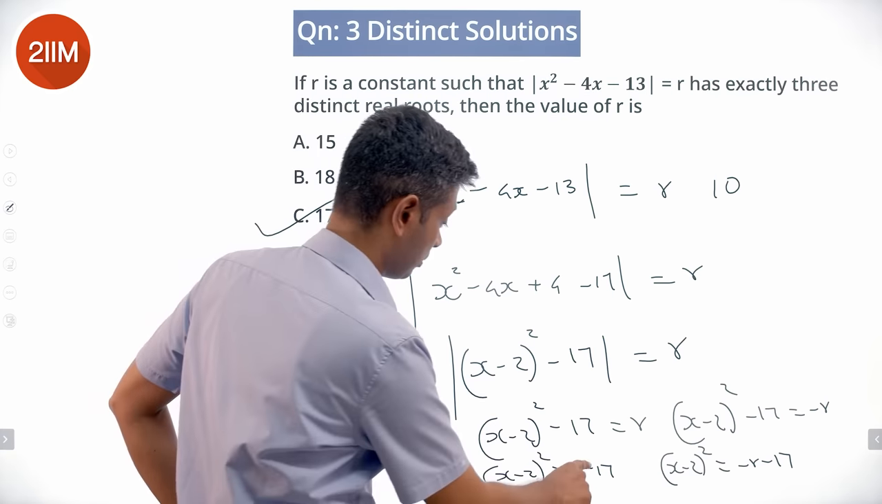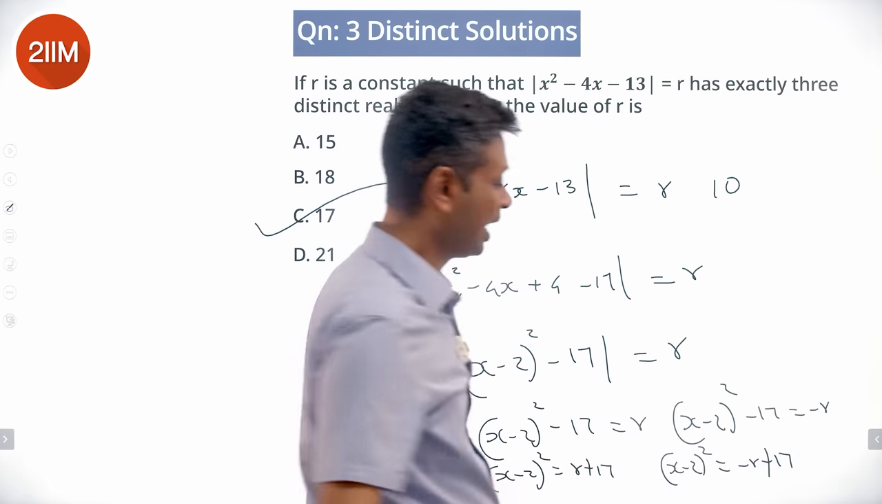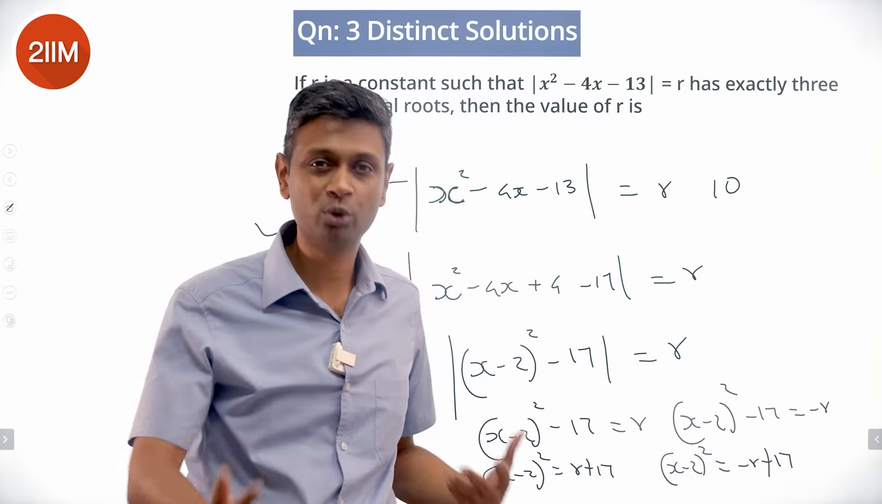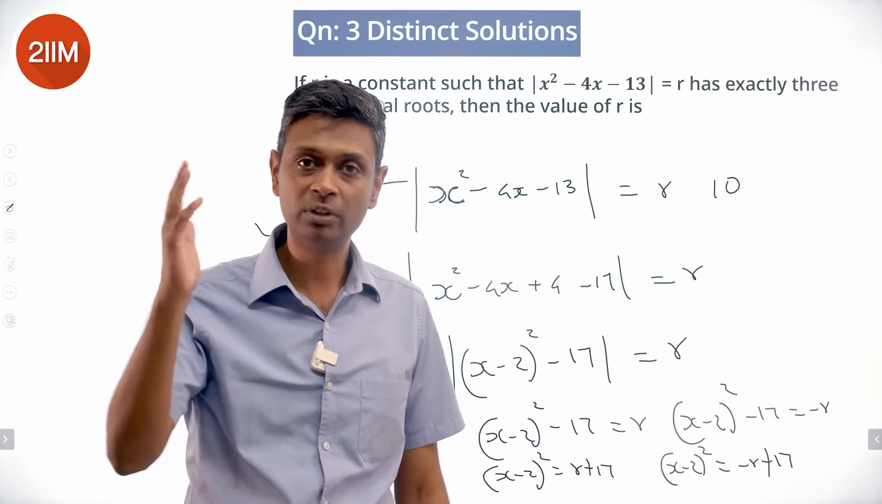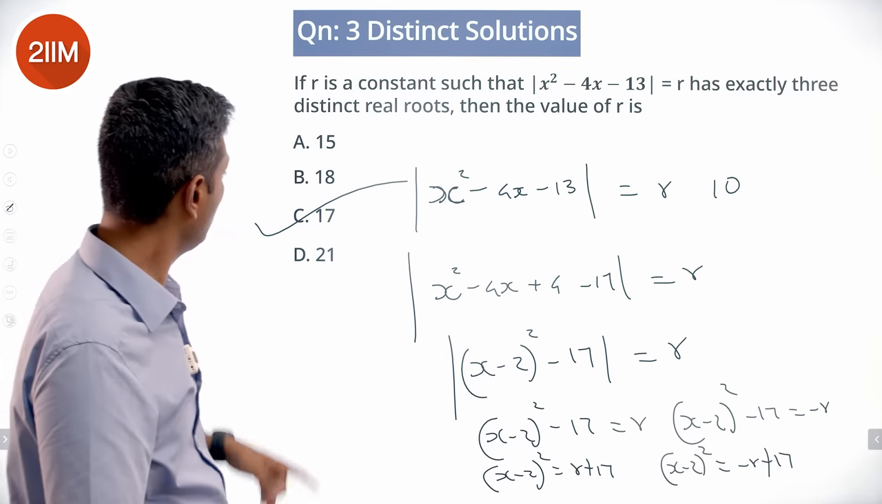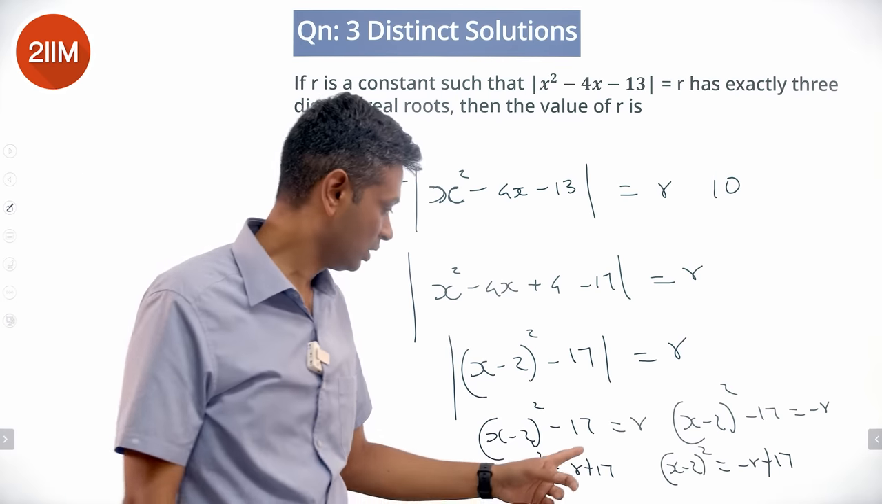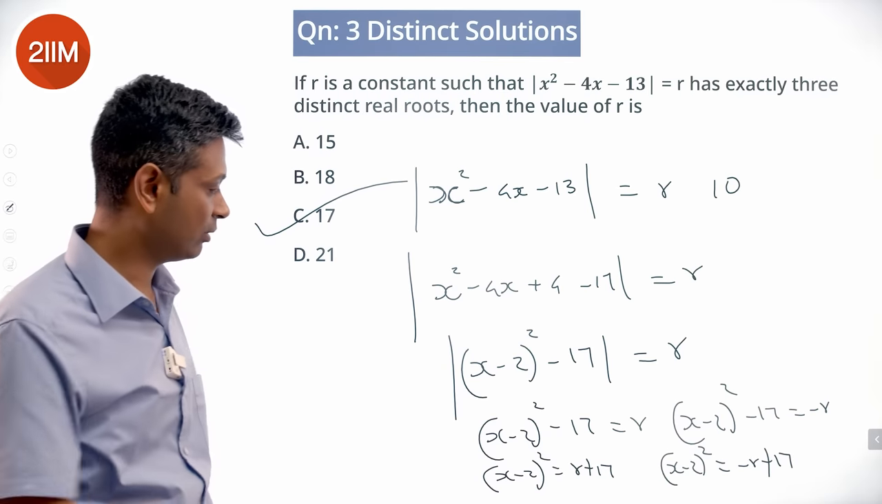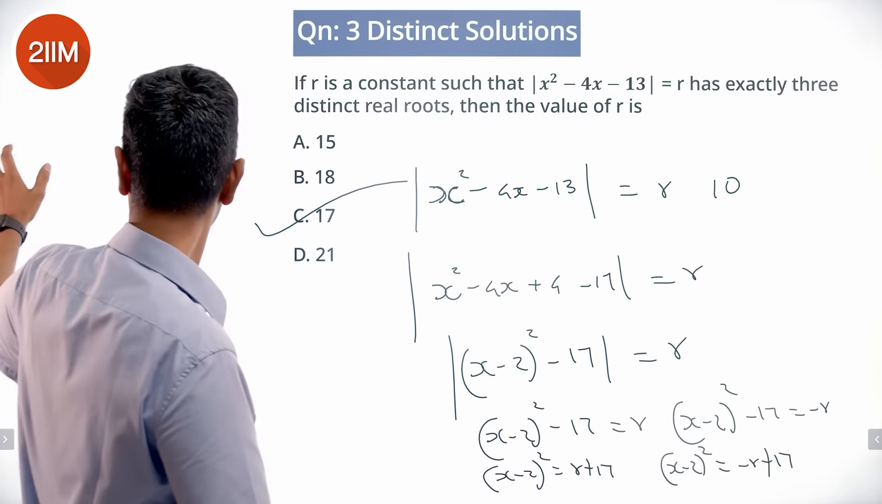Sorry, it should be minus r plus 17. R equal to 17 works. R equal to minus 17 also works. One of those will give two roots. The other will take care of itself. So there are three roots possible only when r is 17. This works, this is r plus 17, minus r plus 17. Three roots are possible when r is 17.